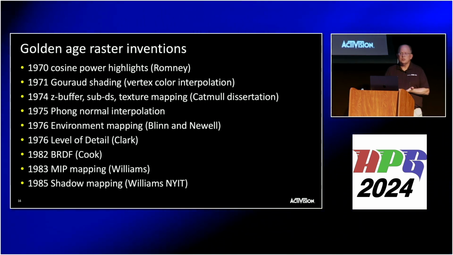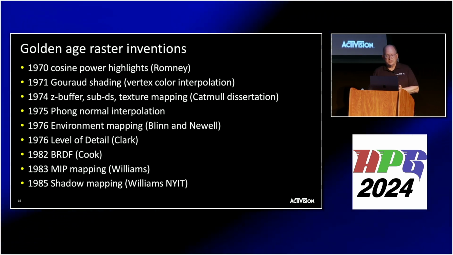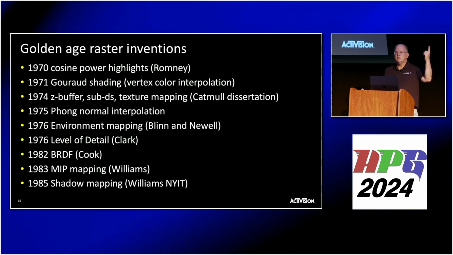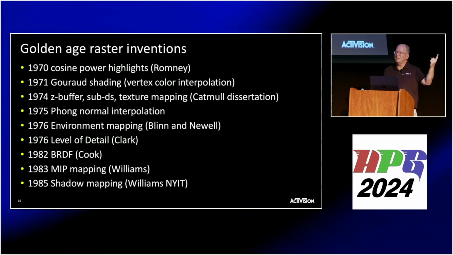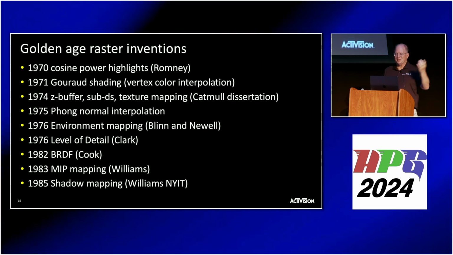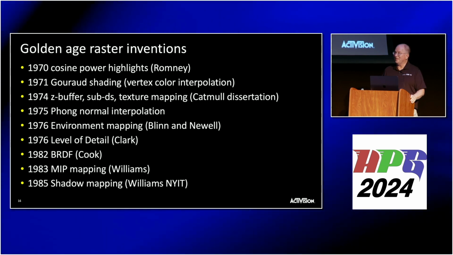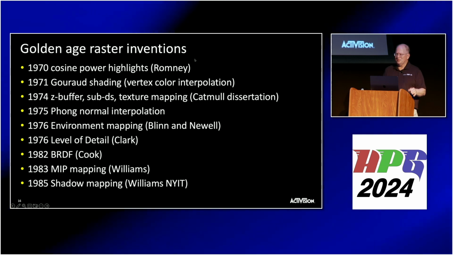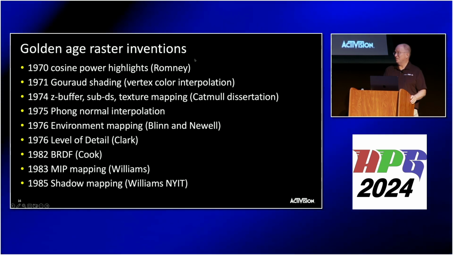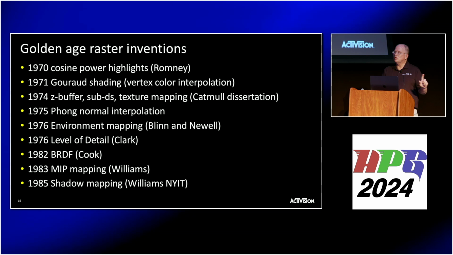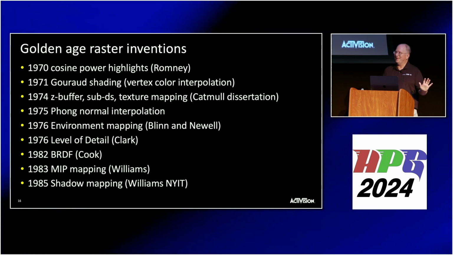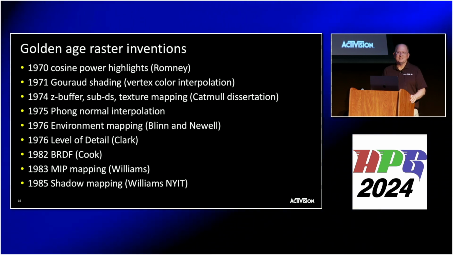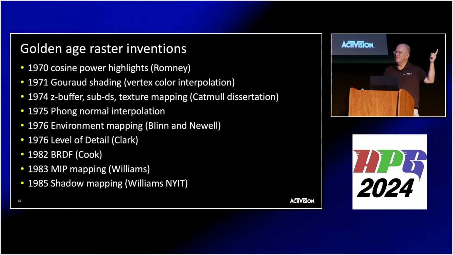So here's the summary. Here are the golden age inventions. And the part that surprised me the most is the cosine raised to a power highlights were being done commonly at Utah in the late 60s, and were first done apparently by a fellow named Romney. Phong did normal interpolation. So in preparing this, I was like, surely I know these things, but no, there was some basic stuff. And that was in Gouraud's paper, so it wasn't like an obscure thing. Who already knew this, that cosine raised to a power predated Phong?